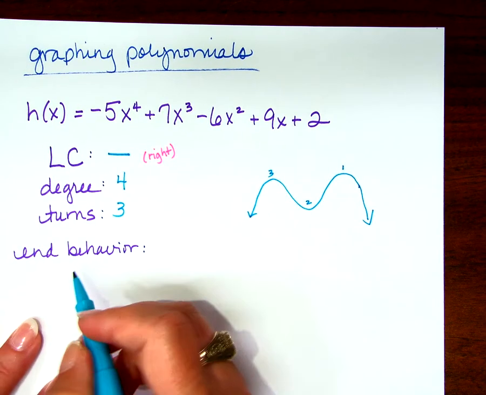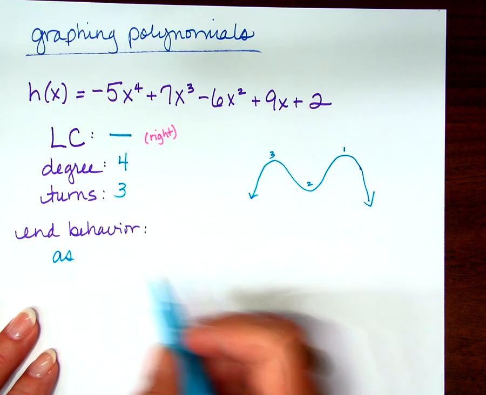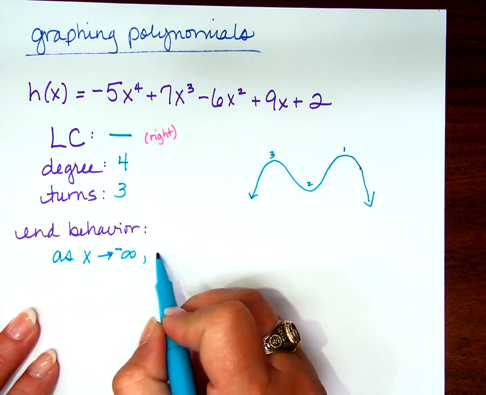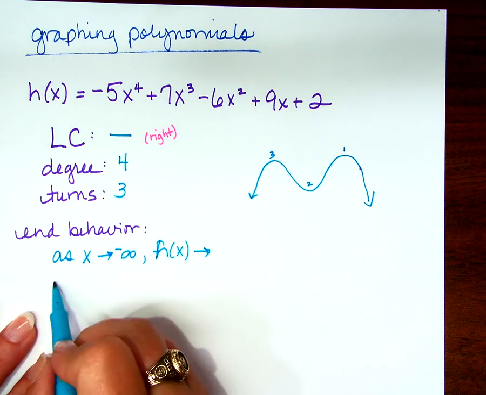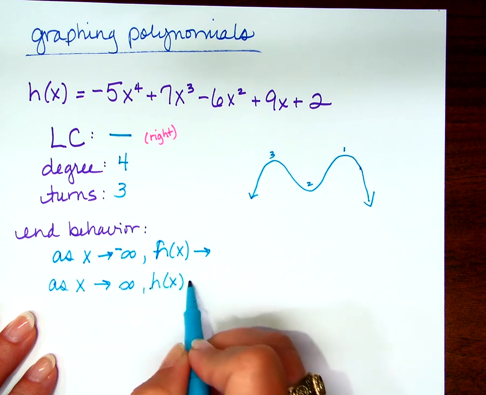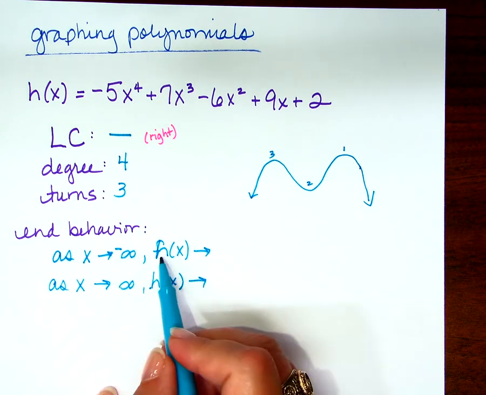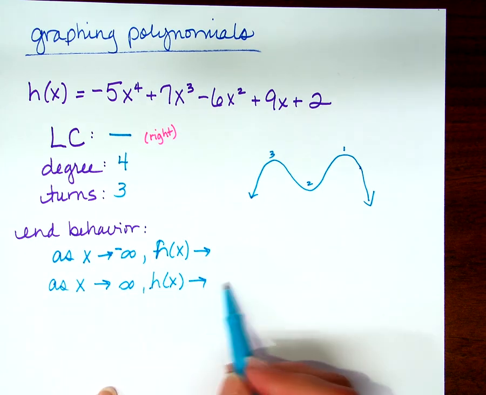So here's what we're going to write. I'm going to write it in algebra, and then we'll translate it to English. Okay? As x goes to negative infinity, h of x goes to... as x goes to infinity, h of x goes to... So that's what it looks like in algebra. As x goes to negative infinity, h of x goes to something. As x goes to infinity, h of x goes to something. So here's what it means in English.